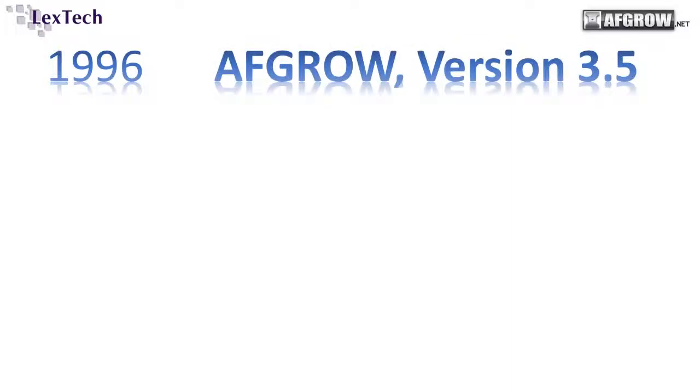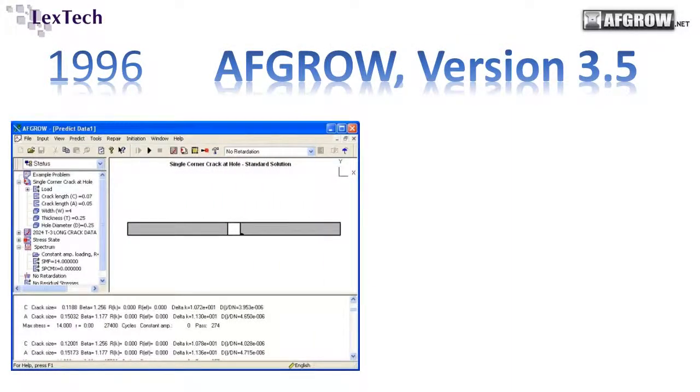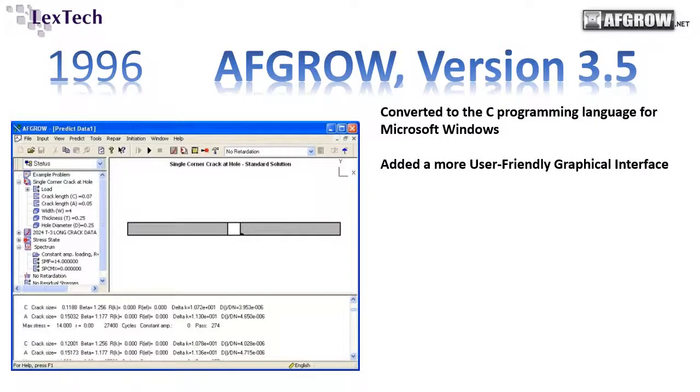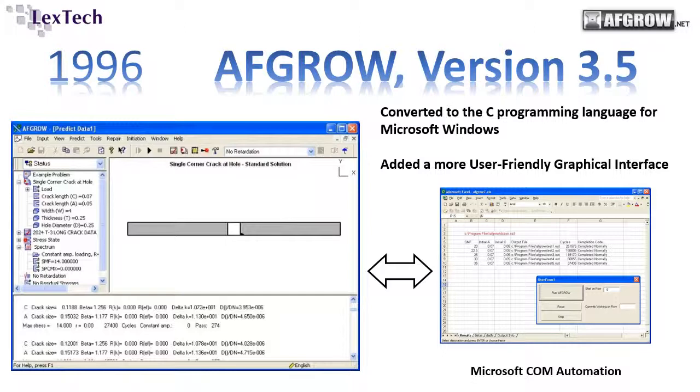And in 1996, AFGROW version 3.5 was created in Microsoft Windows, and it also had a user interface that was very nice, but we found that the Unix workstations were not the future, so everything was switched back to Windows. Also, one of the big features that was added was the Microsoft COM automation that allowed other Windows programs to communicate with AFGROW. One of the most widely used features was the ability to communicate with Excel and set up multiple runs in advance.